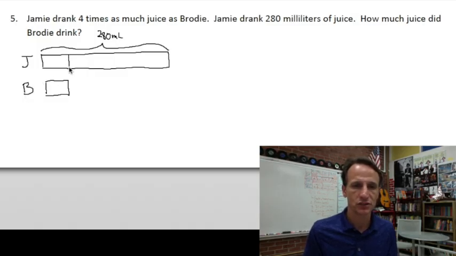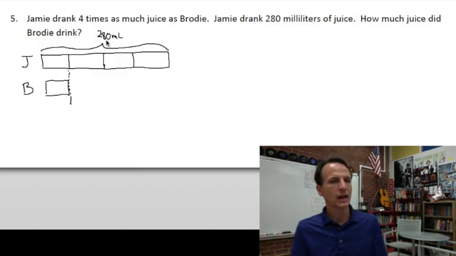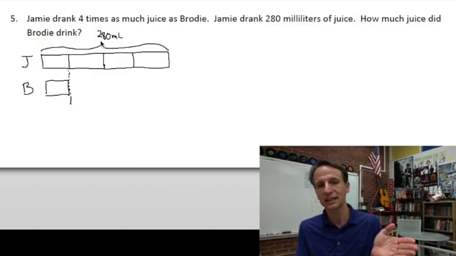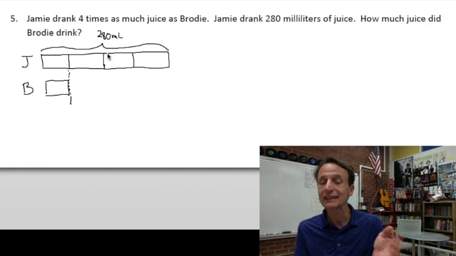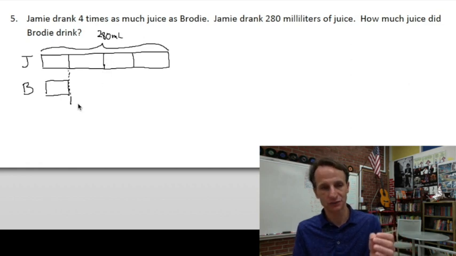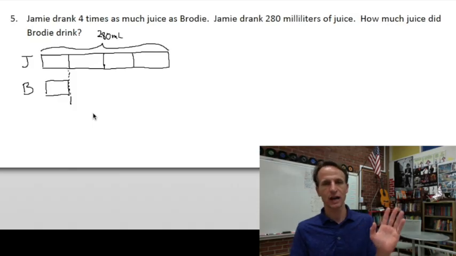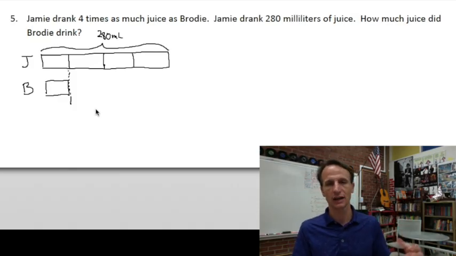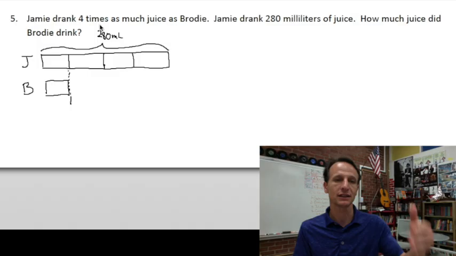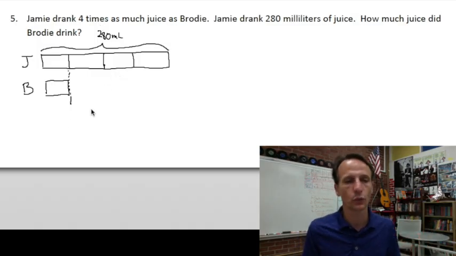So if we divide Jamie into 4 equal parts, 1, 2, 3, 4, Brody is equal to 1 of them. I'll do a little dotted line there. So I need to take Jamie's 280 milliliters and divide it by 4 to find out how much Brody drank. Do not fall into the trap of saying, oh, there are 2 numbers, I'll add them. Stop and think and draw something out so you know what you're doing and why.